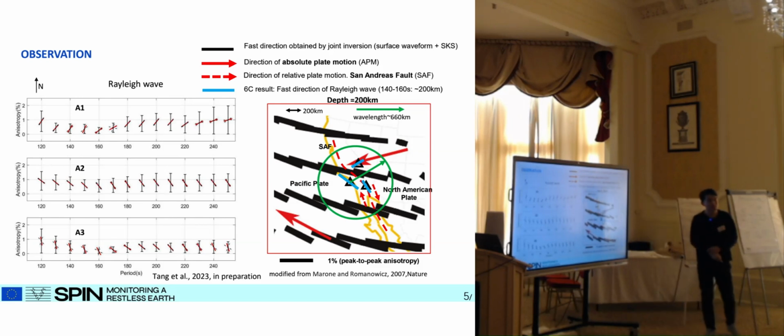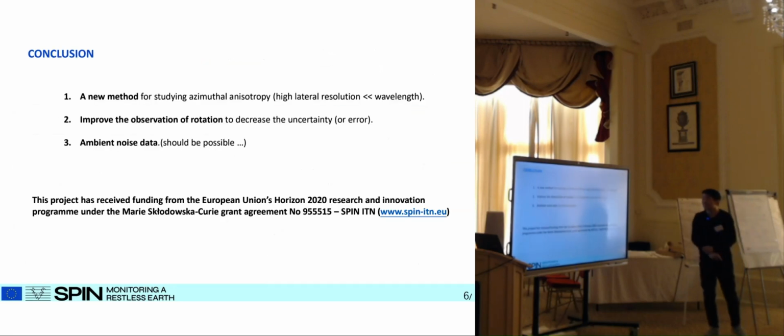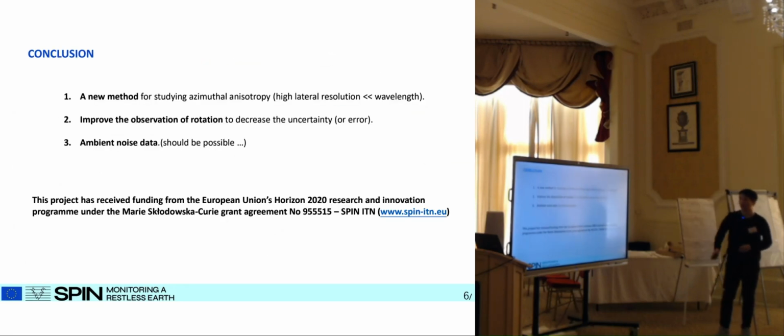The interesting thing is that the 3 seismic arrays are within 1 wavelength, but they have very different results, which means that the method has very high lateral resolution, much smaller than 1 wavelength. Because of the limit of time, I'll just conclude the topic. We proposed a new method to study azimuthal anisotropy. It has very high lateral resolution, much smaller than 1 wavelength.